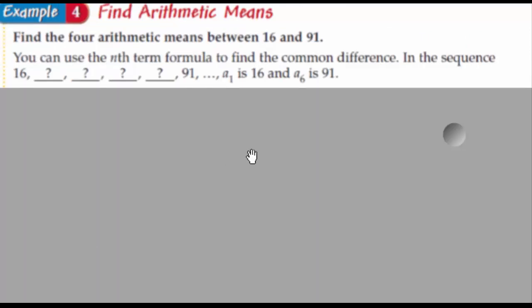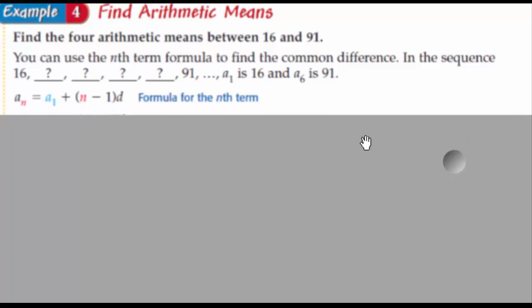Alright, so now we also might want to find arithmetic means. So our arithmetic means here just means we're missing some values. So what we can do here is use what we know and use our formula. So we know that our first term is 16 and our sixth term is 91. So we're going to use this formula here.